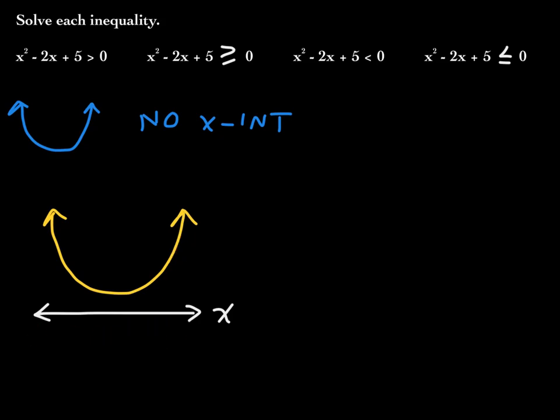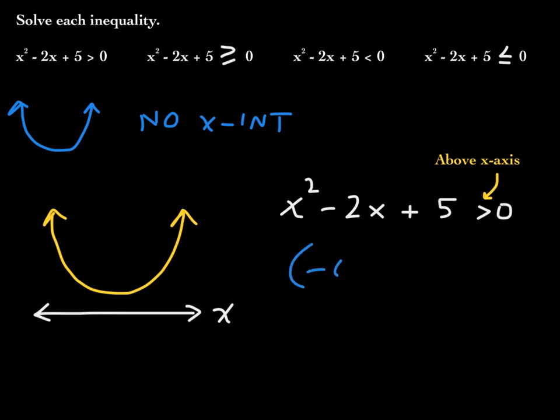All right. Looking at the first inequality, when is the parabola above the x-axis? You should say the entire thing is above the x-axis. So my final answer here for this inequality will be all real numbers. What that means is no matter what x value you plug in here, you will always end up with something that is greater than 0. No matter what real number you plug in, you will always end up above the x-axis.